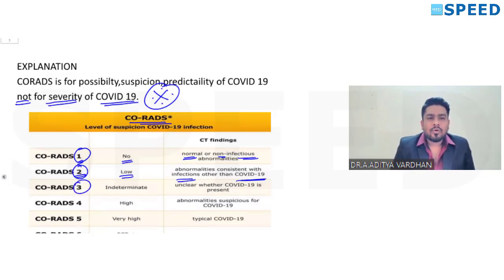CORADs 3, friends. CORADs 3 is indeterminate. It is a borderline between whether COVID-19 is present or not.